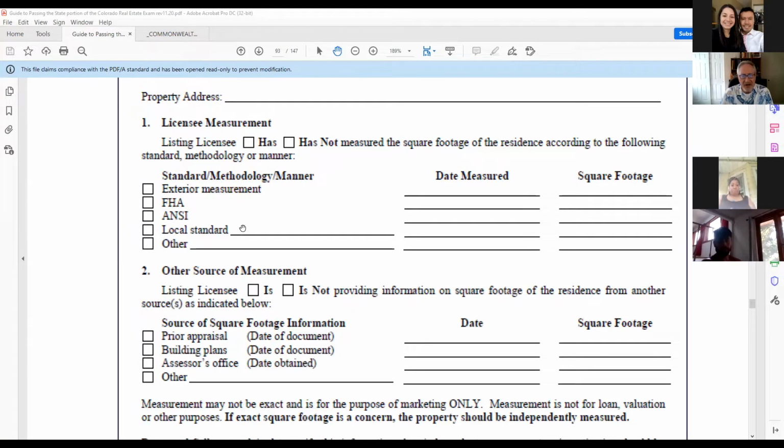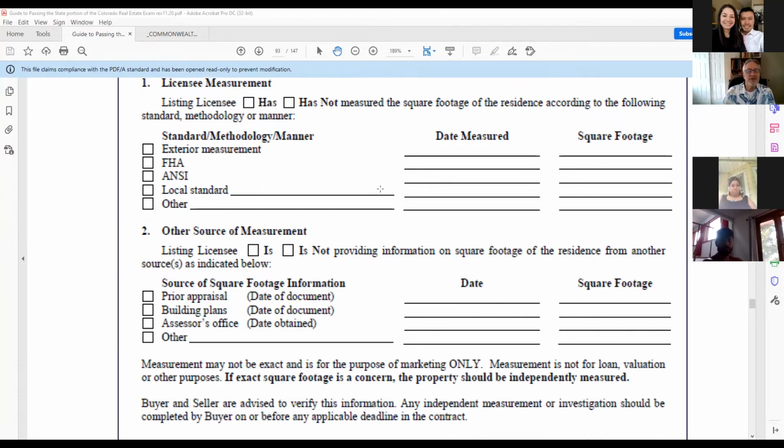This is the methodology, how to measure the property. But look at the first choices. I have a choice to check the box: either I have or have not measured it. Has or has not. So I stopped measuring properties a long time ago, folks. One of my least favorite things that I had to do was measure properties. So I always check the box: I've not measured the property. That's okay. You can do that.